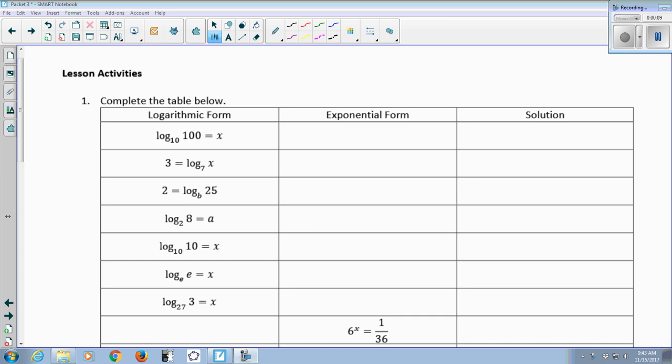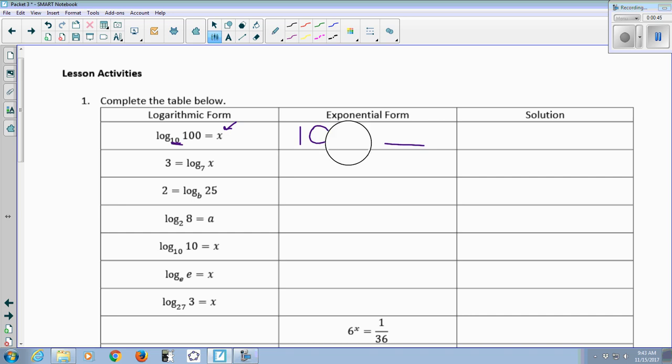All right, so we're going to complete this table. It has columns for the logarithmic form of an equation, the exponential form of an equation, and then the solution to the equation. To remind you, the way log form and exponential form are related, the little subscript in log form is called the base. It's also the base of the exponential form. So I'm going to have 10 as my base to the something equals something. Then logs are exponents. So when you look at the log form, what the log equals is your exponent.